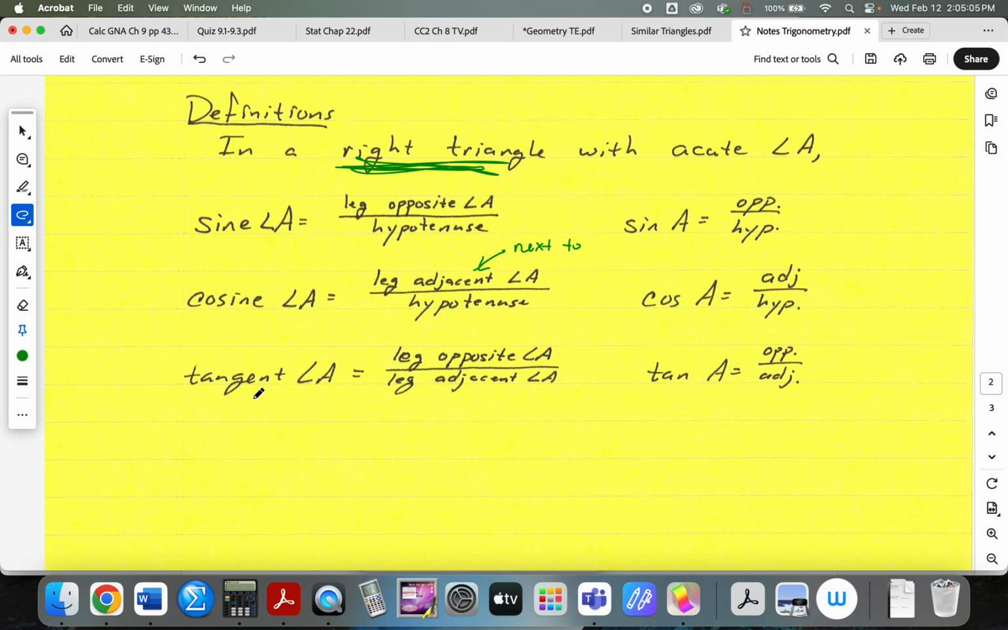And finally, the tangent of angle A is equal to the leg opposite angle A over the leg adjacent to angle A. So tangent is opposite over adjacent. Now, for memorizing this, there are lots and lots and lots of different ways that you can memorize this.